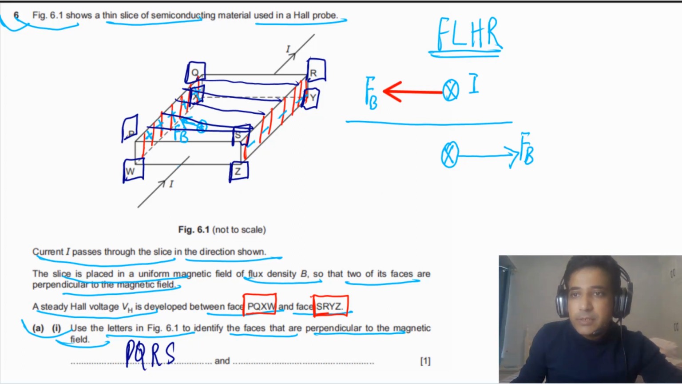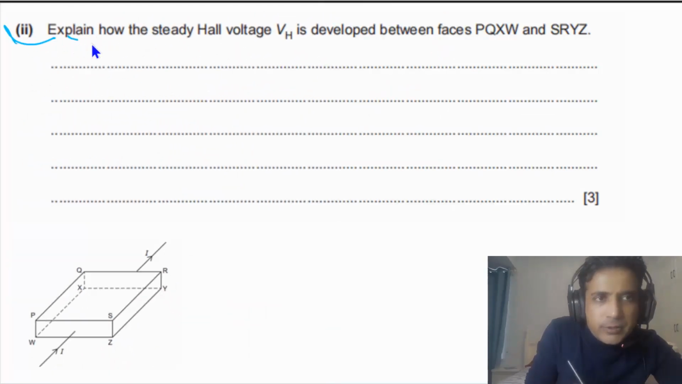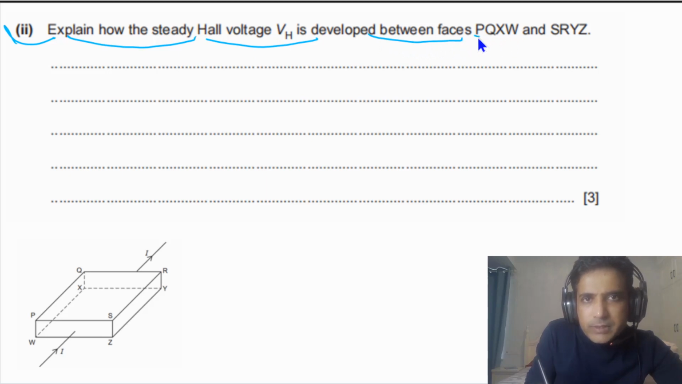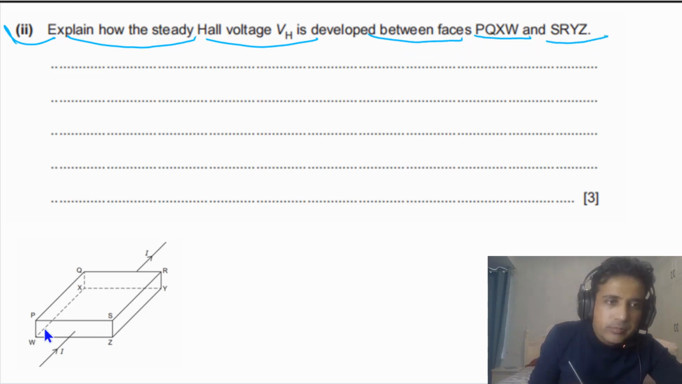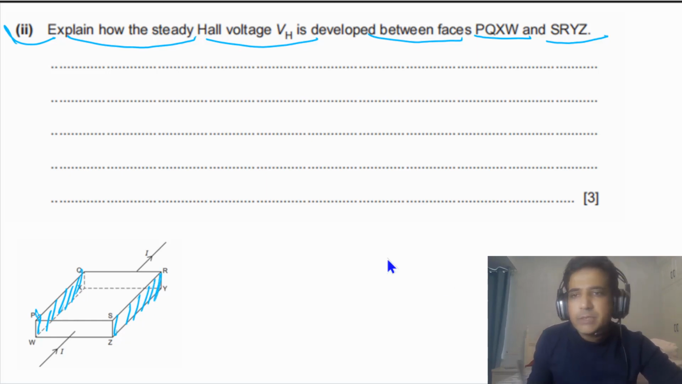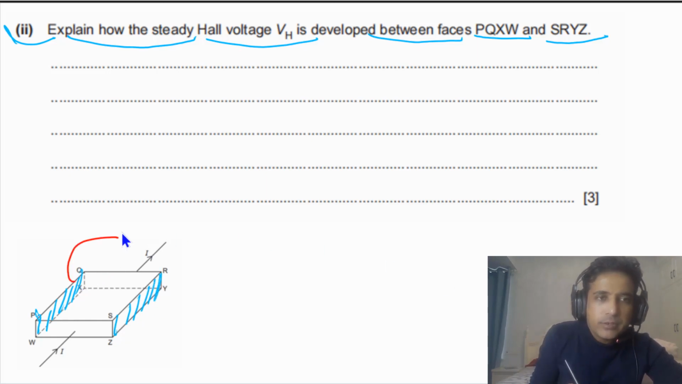You can look at this question, you can find out. So we can simply write down this will be W, X, Y, Z. For the second part, we need to explain how the steady Hall voltage is developed between faces PQXY and SRYZ. Between PQXY, meaning between this face and this face. You can also imagine in this case, if you connect a voltmeter here, you will read a reading on the voltmeter. And this voltmeter reading is the Hall voltage.